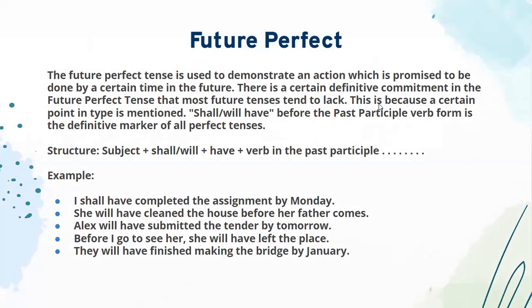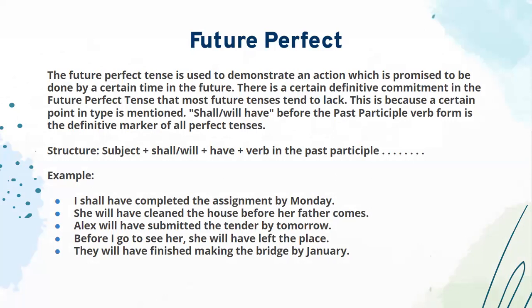Now we have future perfect. The future perfect tense is used to demonstrate an action which is promised to be done by a certain time in the future. There's a certain definitive commitment in the future perfect tense that most future tenses tend to lack. This is because a certain point in time is mentioned.